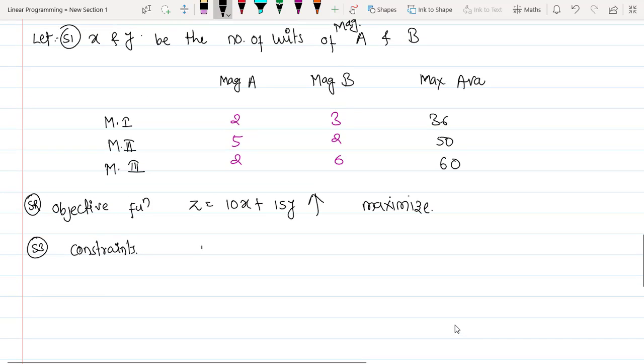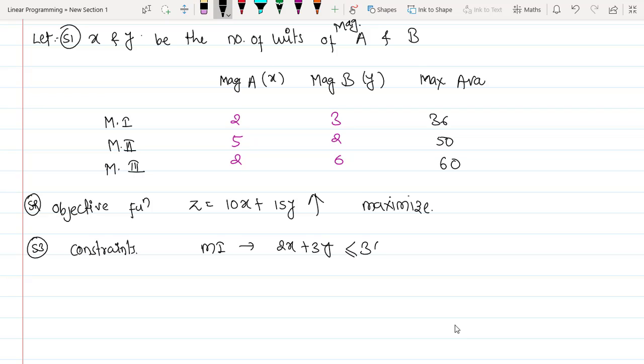So for machine 1, M1, you will be having 2x, so these are the x and y's. So I'll be having 2x plus 3y. Maximum available is 36, so it should be less than or equal to 36. M2 will be 5x plus 2y less than or equal to 50, and M3 will be 2x plus 6y less than or equal to 60.